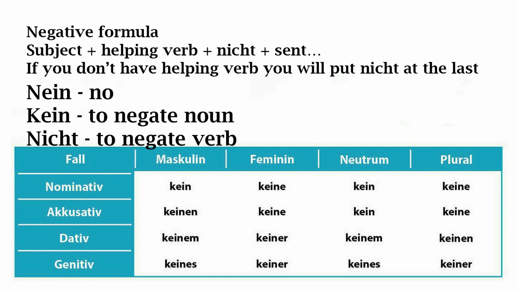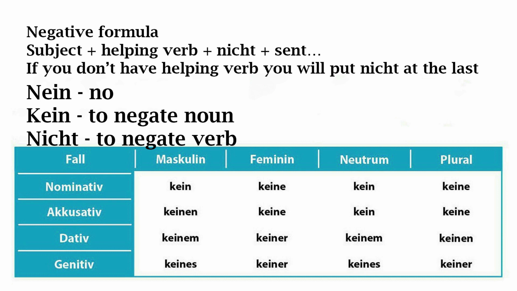Okay, now have some examples. Like, that is not a lion. Lion is Löwe. That is das. Now try yourself. I am giving you 10 seconds. Das ist kein Löwe.